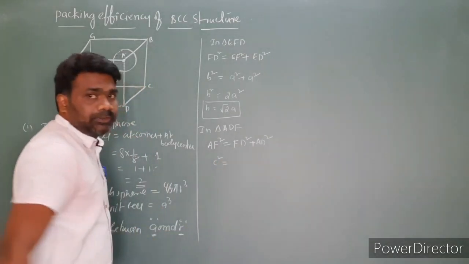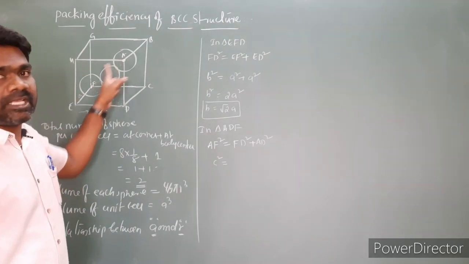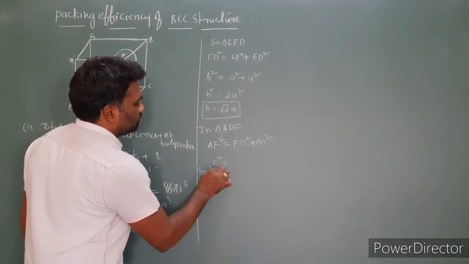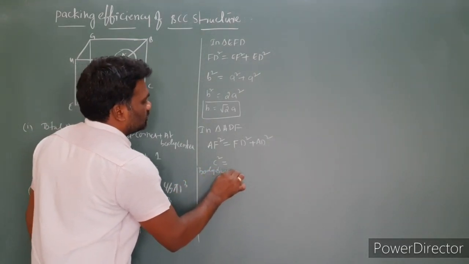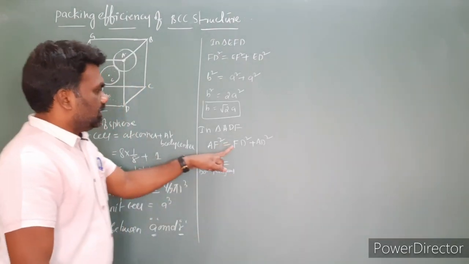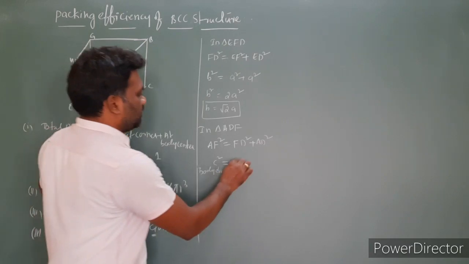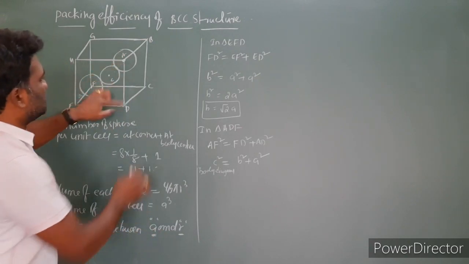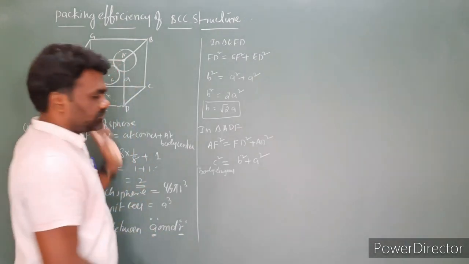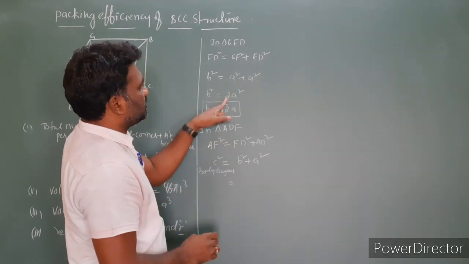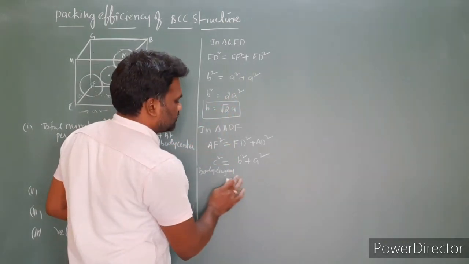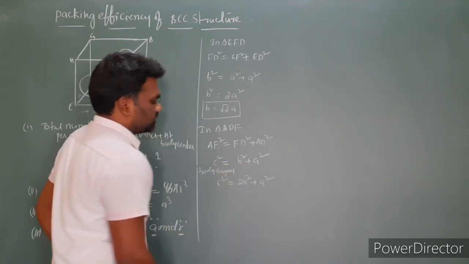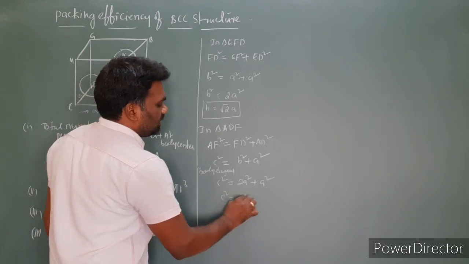So C is the body diagonal. Body diagonal C square is equal to FD square. FD square is nothing but B square. So B square plus AD square, which is A square. This is the edge length, which I am labeling as A square. We already know B square is 2A square. So 2A square plus A square is C square. Then C square is equal to 3A square.